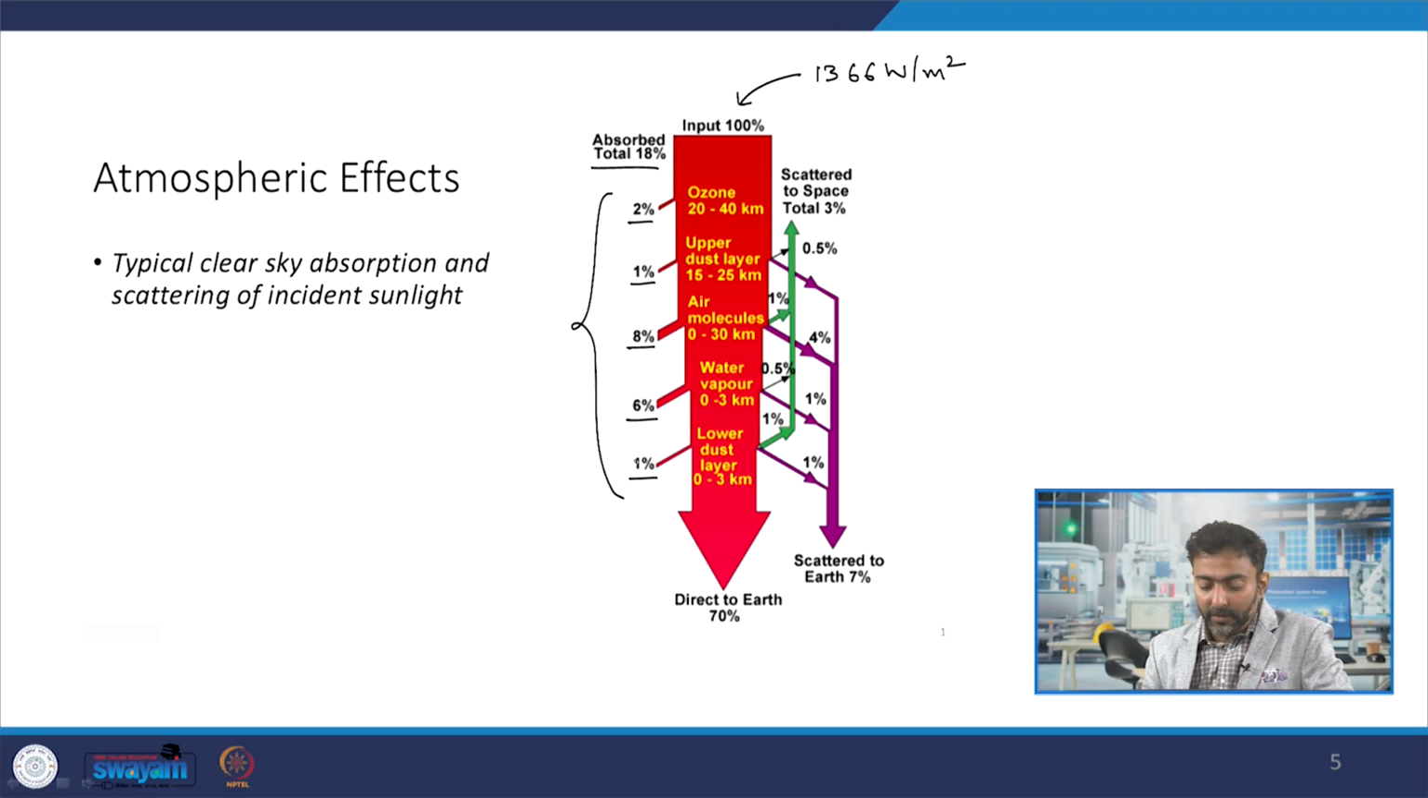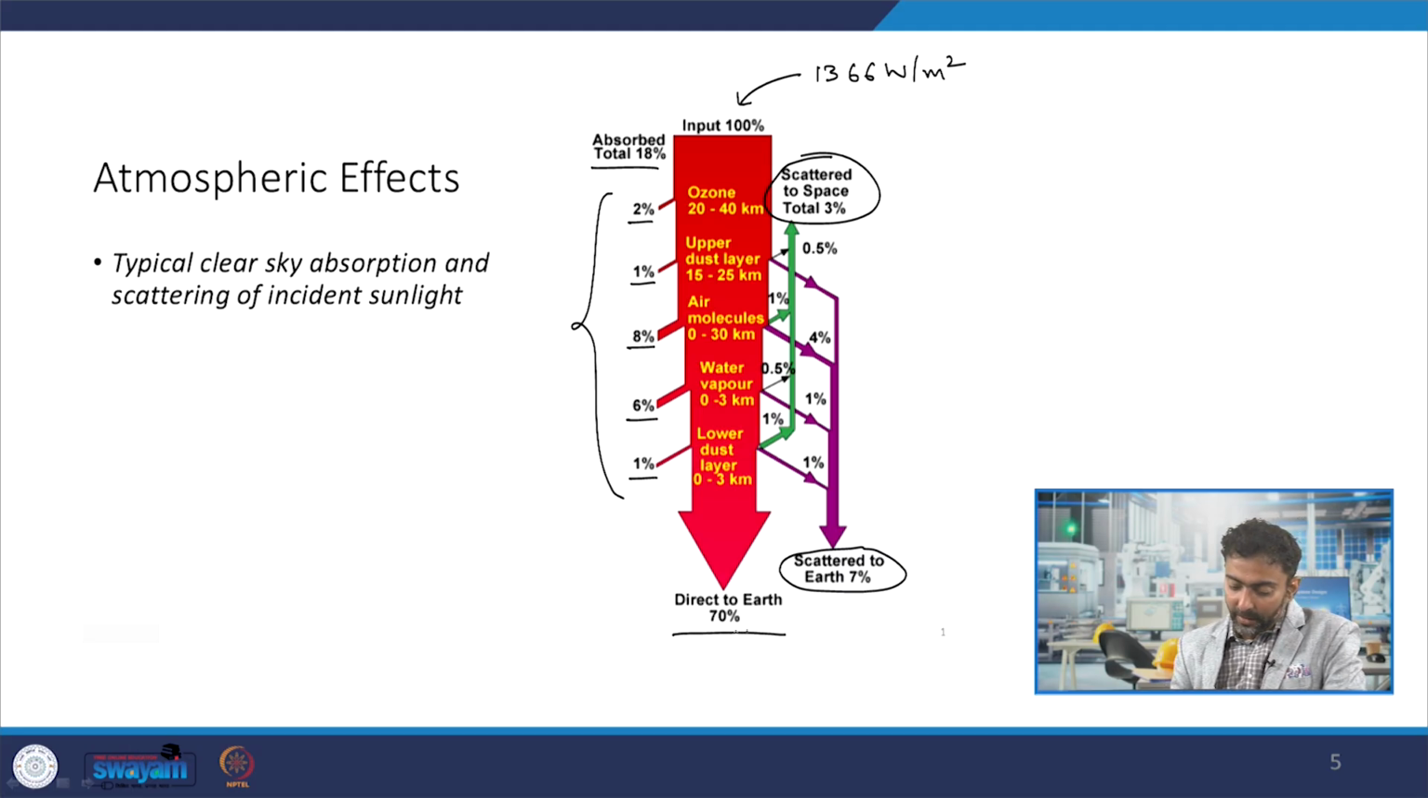On the right hand side of this funnel, you see the breakup of scattering. There are again different regions having different amounts of scattering effects. But to summarize, the total radiation scattered towards Earth is 7%, and what we call the reflected is nothing but scattered back to space. So the total radiation scattered back to space is around 3%. So 18 plus 7 plus 3 is 28%, or if we round it off, roughly 30% of the radiation is lost in the atmosphere. So what comes direct to Earth is 70%.